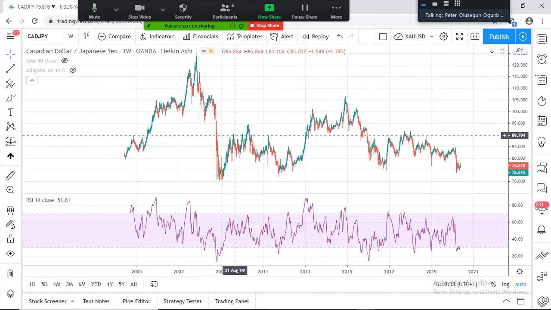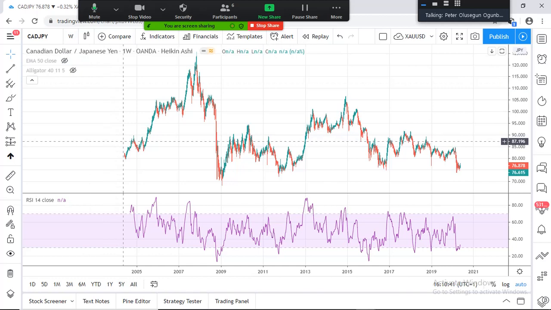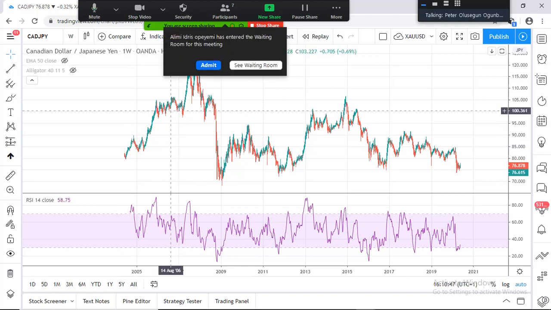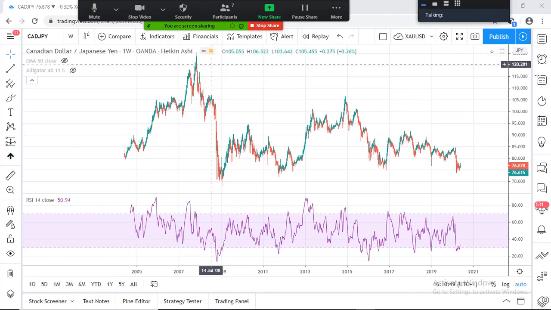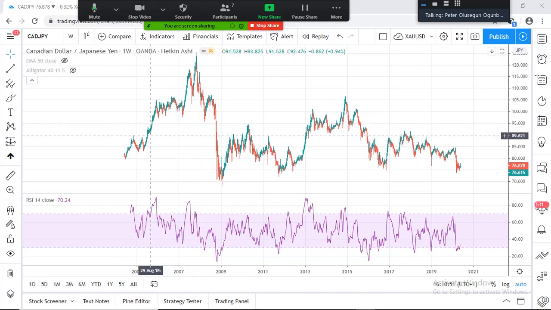Now, this is the currency pair. My chart is in weekly charts. Weekly. I selected weekly chart. So the beginning of this currency is from here, which is around 2004. The beginning of this currency pair is 2004 till date.